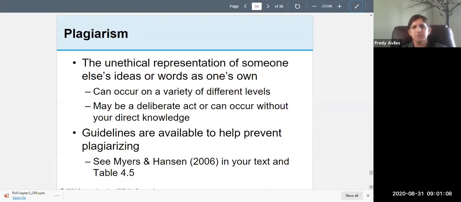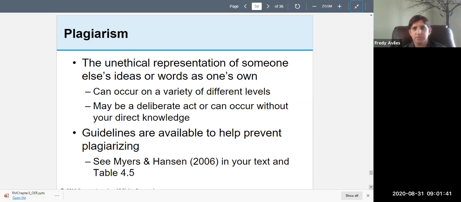Plagiarism. Plagiarism is another form of fraud. It's not as serious as faking the research, but it is still serious, and you need to know how to avoid plagiarism. Plagiarism is the unethical representation of somebody else's ideas or words as your own. In other words, you wrote something and you're basically saying that you're the one who came up with that, and in reality, you're just copying what somebody else said. Maybe you didn't copy it word for word, but you're saying the same thing. It's not your ideas, it's not your own work.